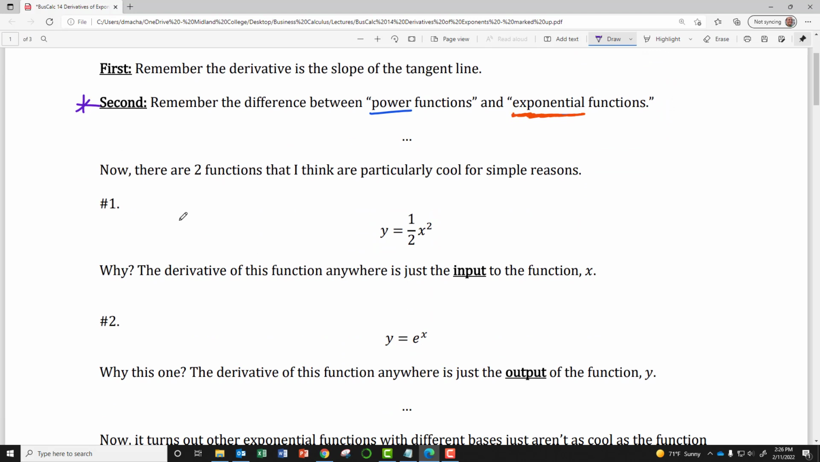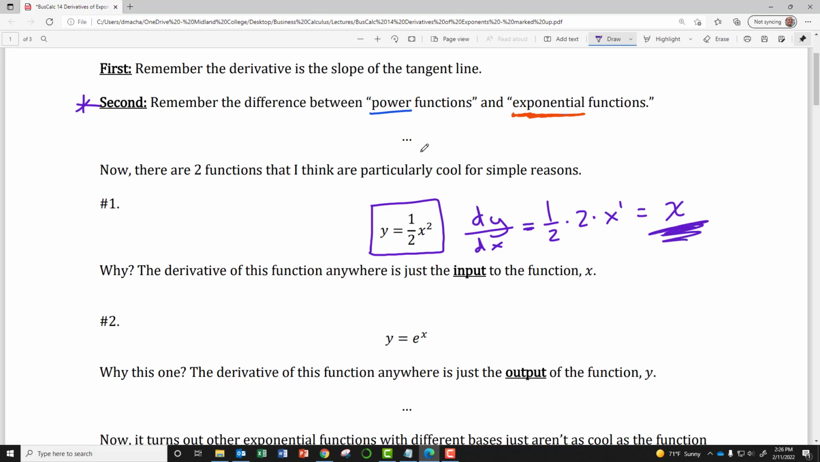Okay, now that we've refreshed, I want to point out two functions that I think are particularly cool. So number one, we have the function y equals 1/2 x squared. The reason I think this function is cool is because whenever we take the derivative of y with respect to x, the power rule just tells me to bring down that 2, and then my new exponent's going to be 2 minus 1, which is just 1, and so 2 and 1/2 cancel, and actually the derivative of this particular function is just x.